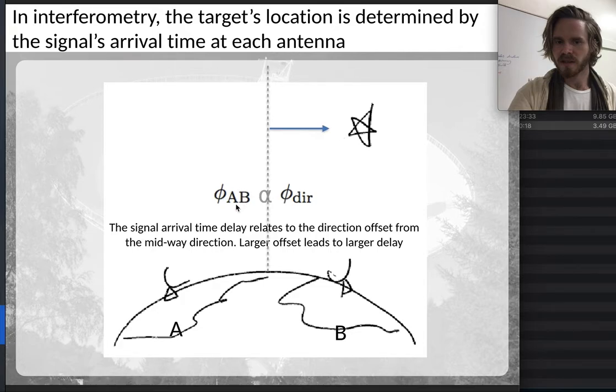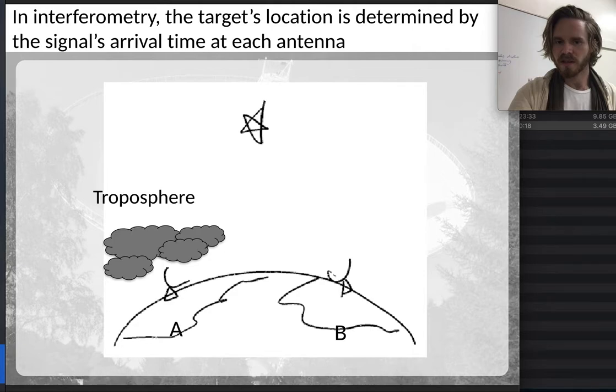So don't get too bogged down with what you see on the screen in terms of equations. Just the concept is more important. Signal arrives at B before A, and the further it is from the midway point, the more that is. So if it were at the midway point, it would arrive at both of them at the same time. So the difference would be 0.